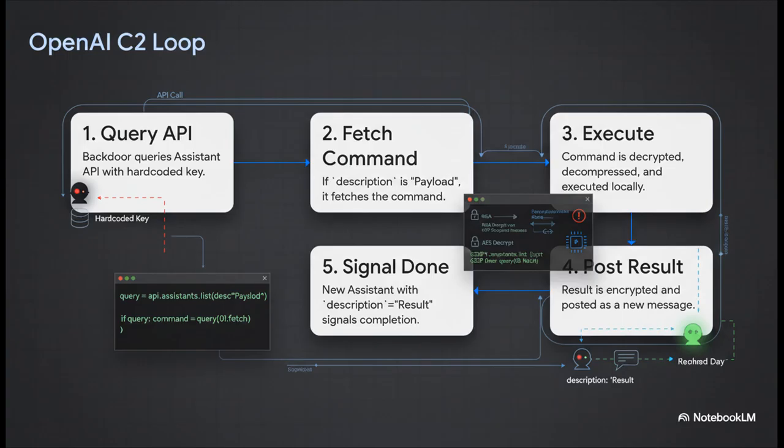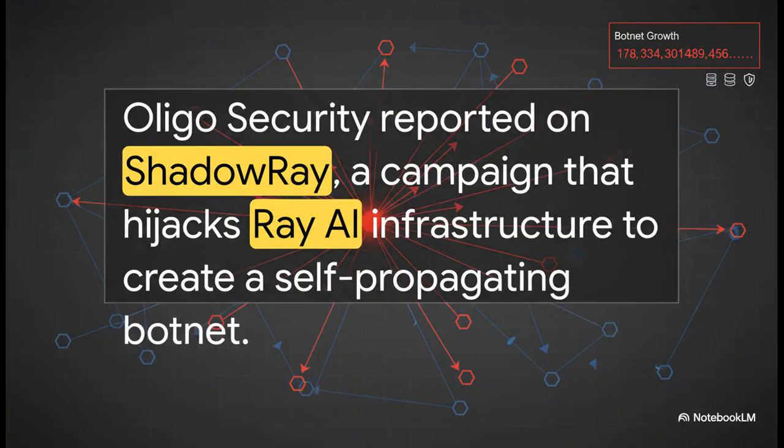And to signal that the job is done, it creates a whole new assistant and just sets its description to results. It's a completely covert channel, all using legitimate services. Now, this kind of abuse of legitimate infrastructure is not an isolated thing. Oligo Security reported on a very active global campaign they're calling ShadowRay 2.0.